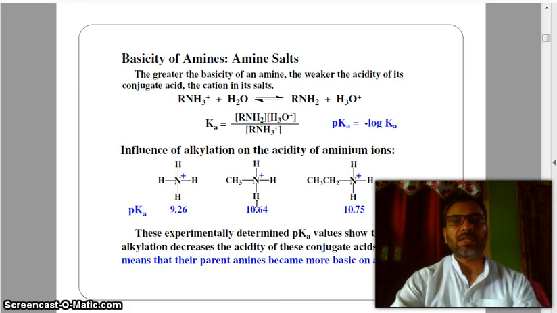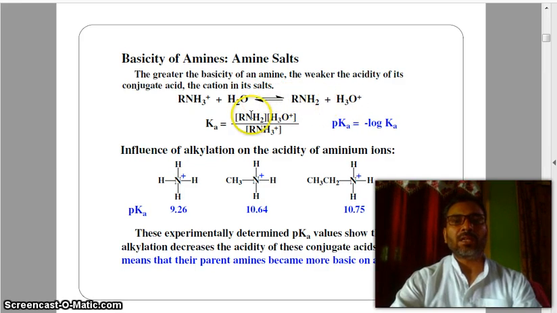Now, in this slide, I will talk about the basicity of amines and amine salts. So, you know what is the meaning of basic and basicity of amines. We will say the greater the basicity of an amine, the weaker the acidity of its conjugate acid and cation in its salts. So look at these reactions here, RNH3 plus and water. It is in equilibrium and forming RNH2 and H3O plus.